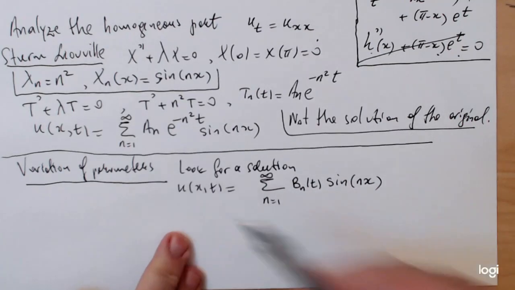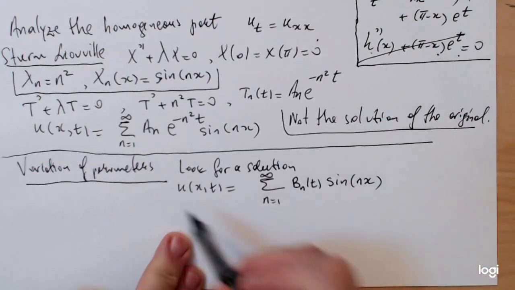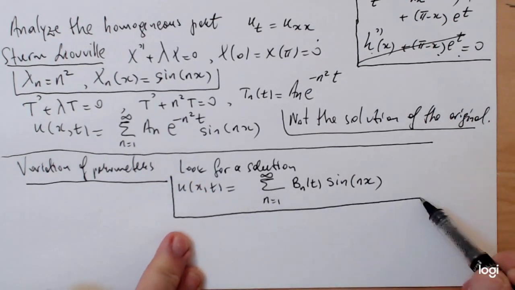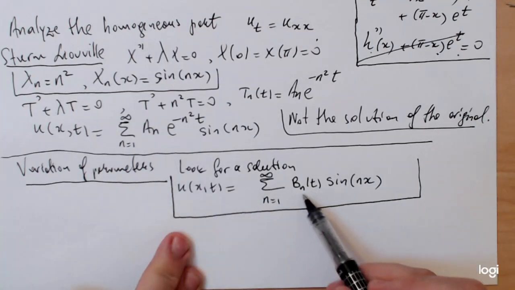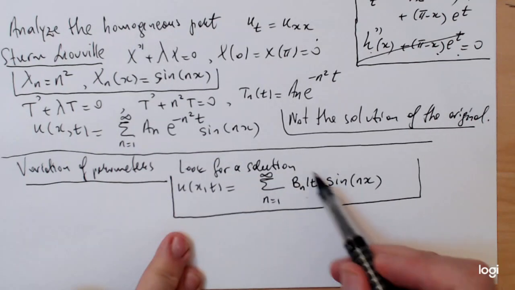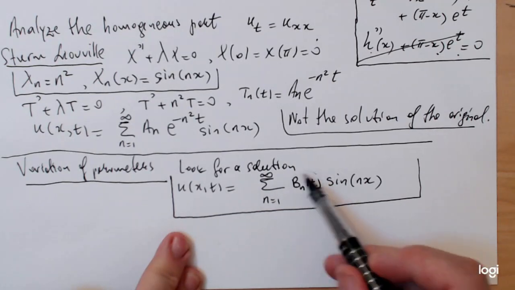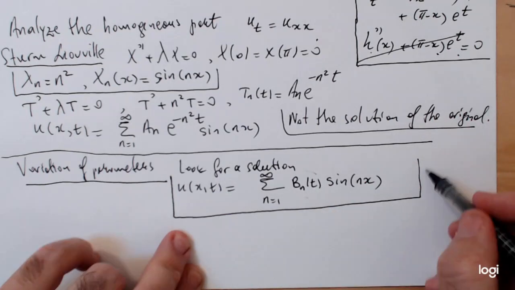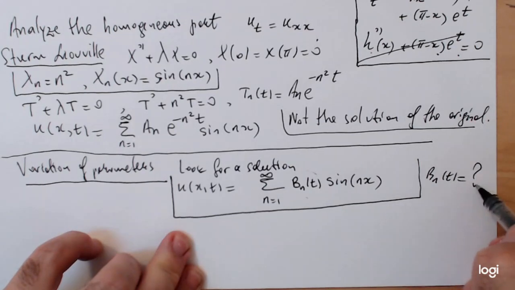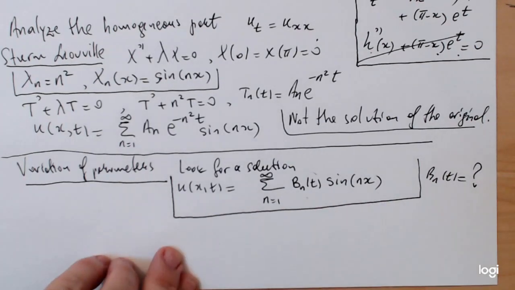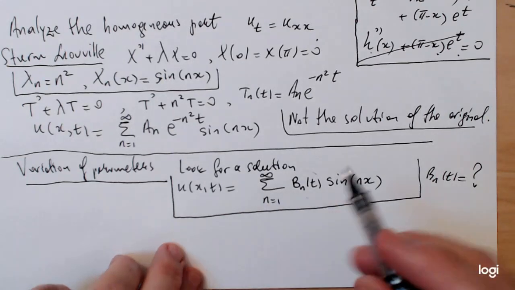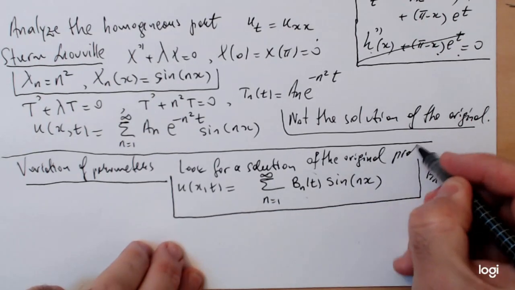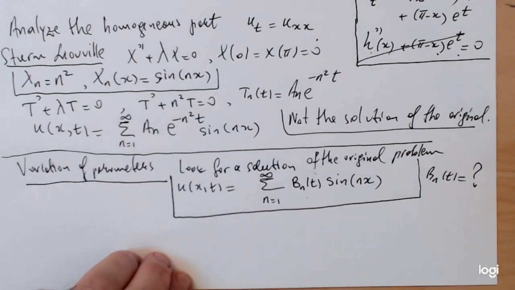Okay, so after you hear what I'm saying right now, you can again pause and maybe rewind to make sure you understand what I'm talking about. So variation of parameters, as the name implies, you look at that coefficient, you let it vary with respect to t, and that becomes now an unknown function in t. And now the question is, how can I determine this bn of t such that this summation becomes a solution of the original problem? So look for a solution of the original problem in the form of a summation of sine of nx.